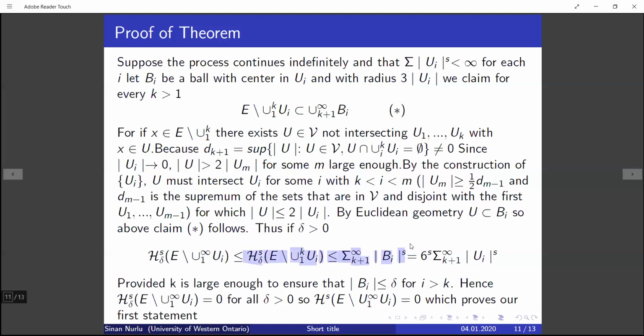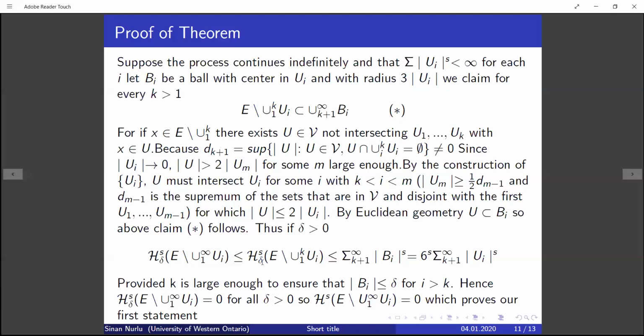For here, though, this number is just the infimum over the rho covers of this set. So if we pick k large enough, since ui's go to zero, uk's will be small enough, such that 3 times diameter of ui will be small enough, so diameter of bi's will be smaller than delta. If we pick k large enough, we can ensure this.